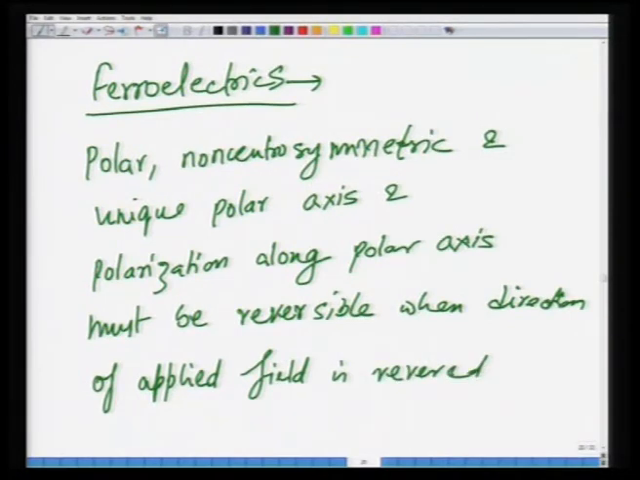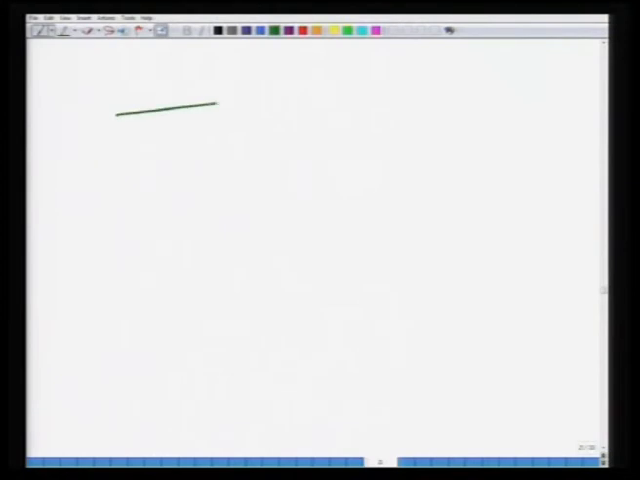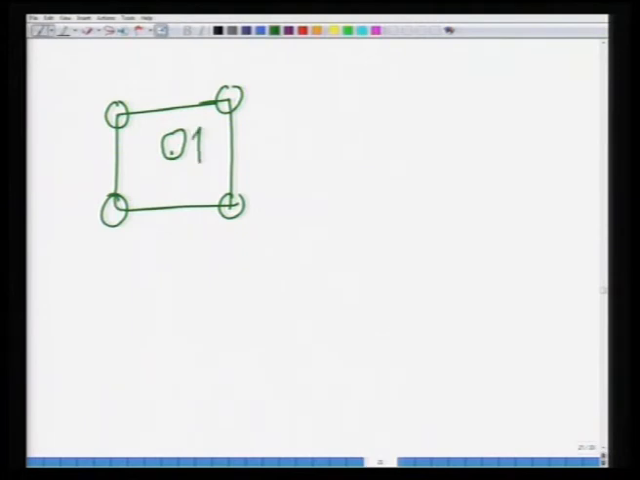So basically what it means is that if you have a pyroelectric material, okay, let us say, a pyroelectric material of course is noncentrosymmetric, so it will have some deviation of, so let us say this is the polar vector.